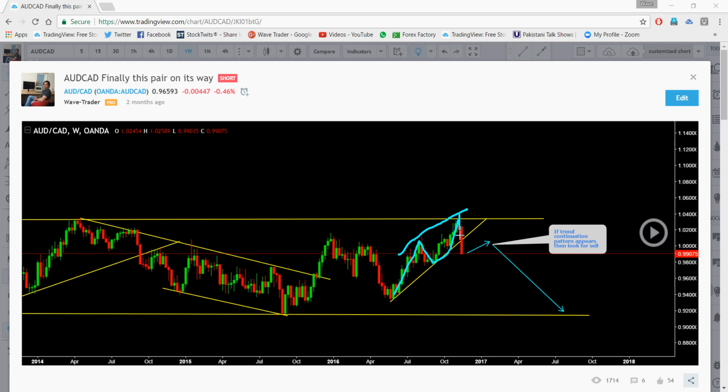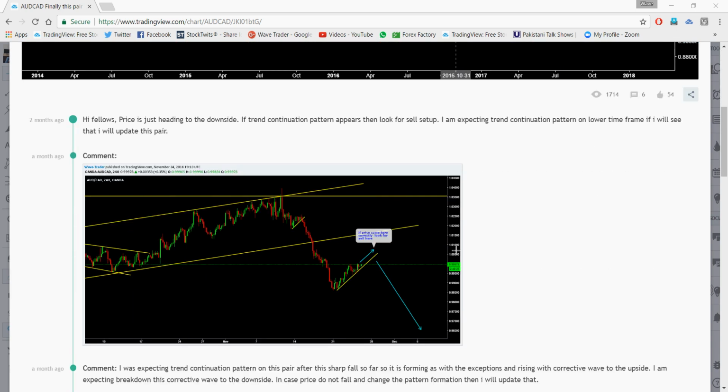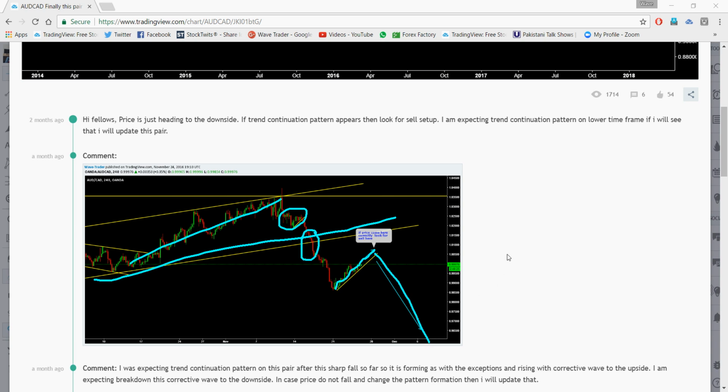Yeah, and that ascending channel broke down with a strong impulse. After that, it started to form a trend continuation pattern. You guys can see it strongly broke down, formed a trend continuation pattern over there, and then started to form a continuation pattern under the previous ascending channel, or previous trend, which was giving a signal that it is going to go in the other direction.